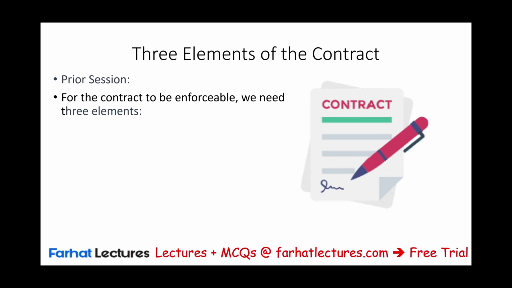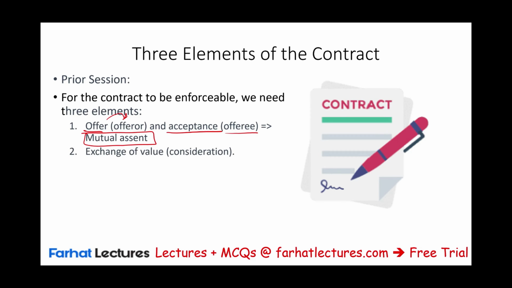We touched upon those elements very briefly, and those are: we need an offer and an acceptance. The offer is made by the offeror and the acceptance is made by the offeree. Basically, they have a mutual assent, basically mutual consent. They have a meeting of the minds. Exchange of value, there's an exchange of consideration between the two parties, and there's no defense to the contract. No reason for the court not to enforce the contract.